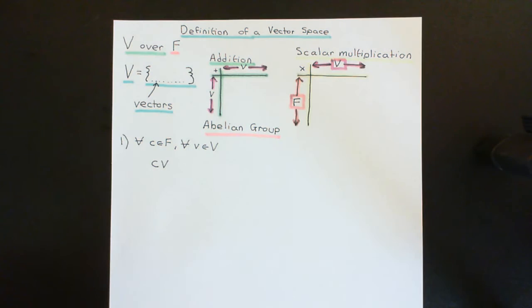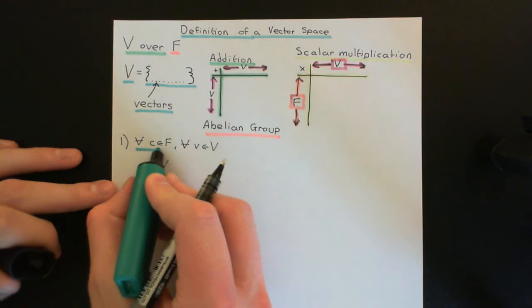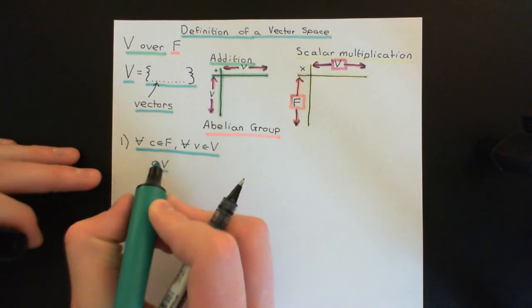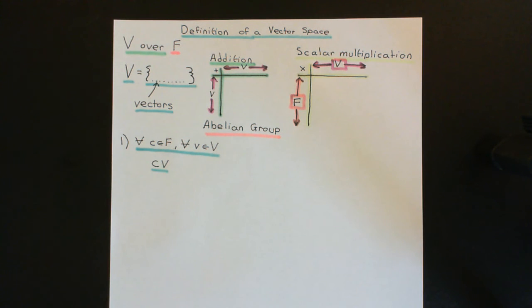and often when we write an element of the field multiplied by an element of the vector space, we don't actually put the multiplication symbol in there. Instead we just put the element of the field next to the element from the vector space, similar to as we would in a field where we don't usually write out the actual multiplication symbol.